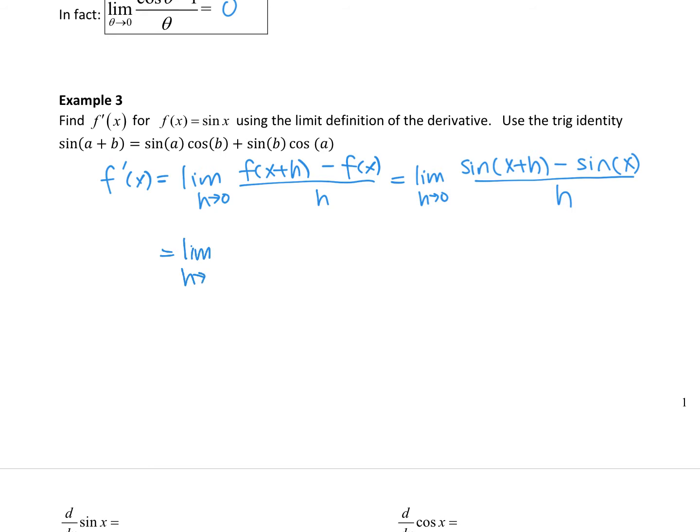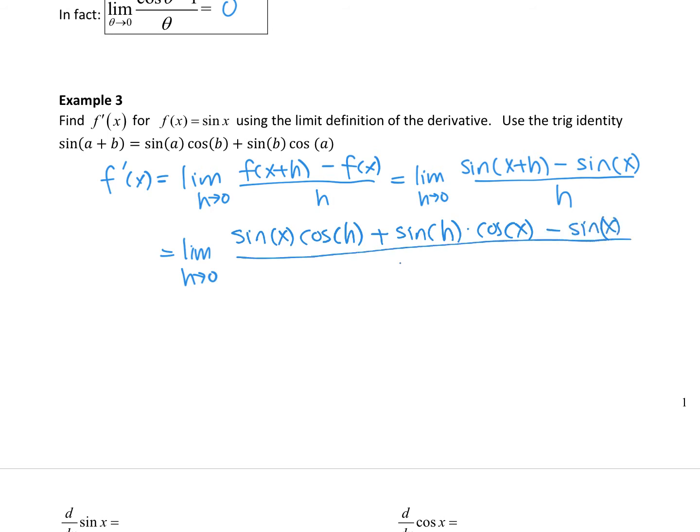Limit as h goes to 0. In this case, my a is x and b is h. So I can rewrite that as sine of the first one, cosine of the second one, plus sine of the second one, which is h, times cosine of the first one, which is x, and then minus sine x, all over h. Let me put the parentheses here. It's slightly complicated. This part, I'm just using this identity. So instead of using a and b, I use x and h, and h and x. All right, so what's next?